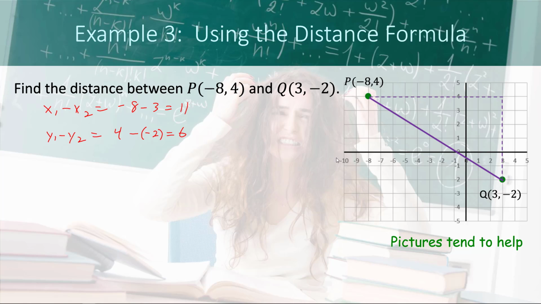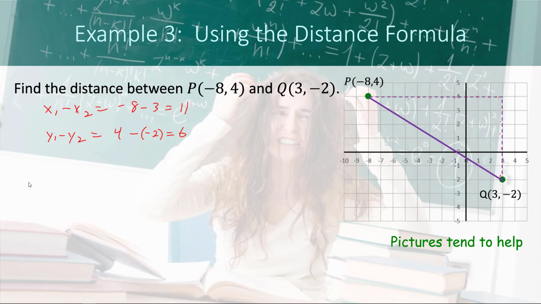You can do that, or you can also draw a picture. So here's a picture of these 2 points on a graph. And notice the difference in x. Well, that's 1, 2, 3, 4, 5, 6, 7, 8, 9, 10, 11, just like we figured out. And then 1, 2, 3, 4, 5, 6 for the change in y.